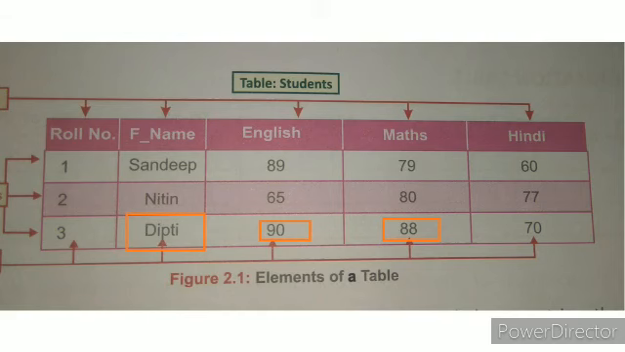Data. A set of characters that represents a valid value is known as data. For example, in a student table, we have different types of data. Those are Sandeep, 89, 79, 60. These data may be text, numbers, image, whatever it is. We can store any data by using this DBMS in the tables. We can store anything here in the tables.